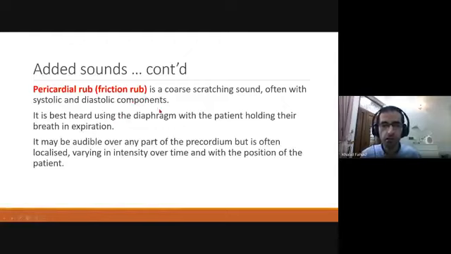Once you hear the pericardial friction rub, usually you will not forget the sound because it has a characteristic scratching sound. Usually most sounds in the cardiac cycle are either systolic or diastolic. This is one of the exceptions. You will hear sound in both systole and diastole. And you have a scratching sound, like a scratch.